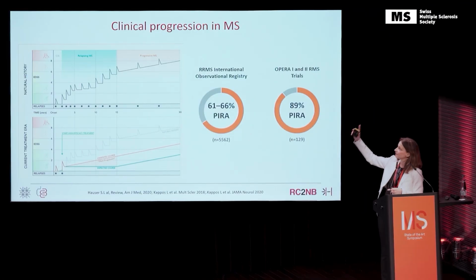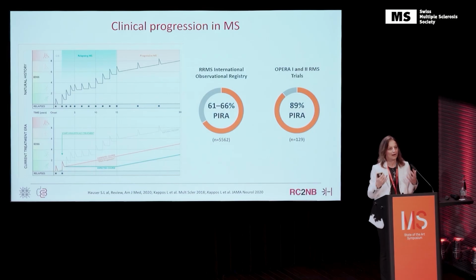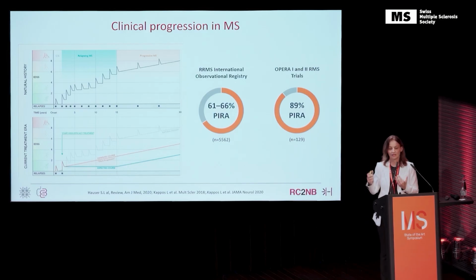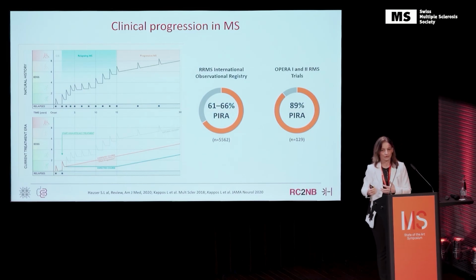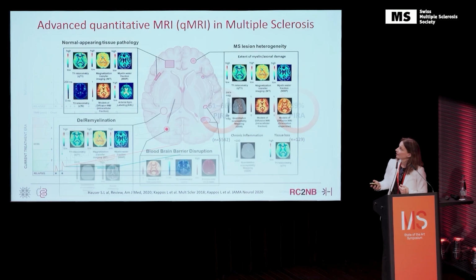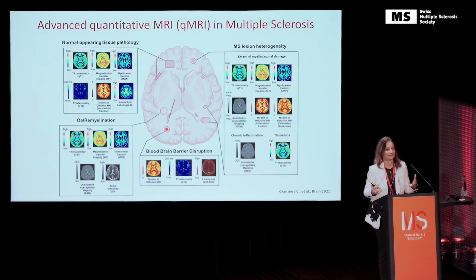And just to give you the sense of why it is so important, how much I was speaking about? We have registry studies that tell us that PIRA, progression independent of relapse activity, is present in more than 60% of the patients. And we have also clinical trials that show us that the percentage can be even higher in relapsing-remitting MS patients. So what does MRI bring us?